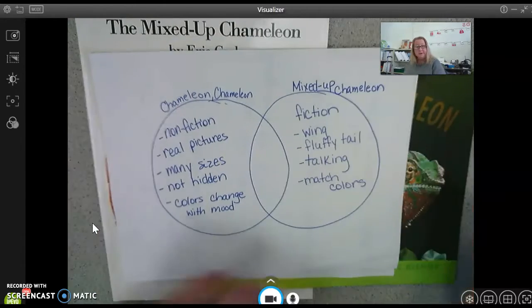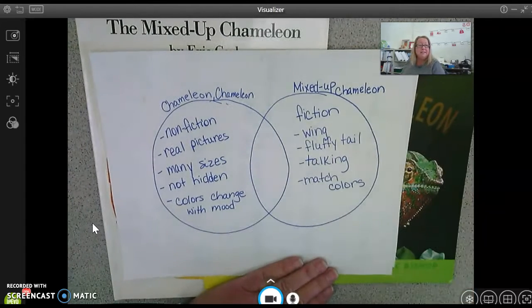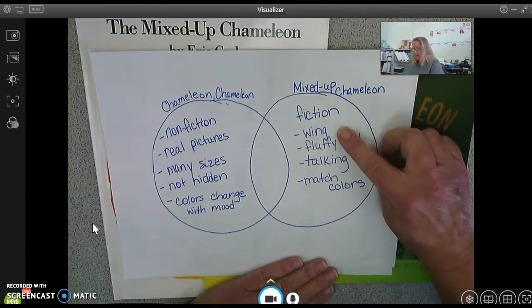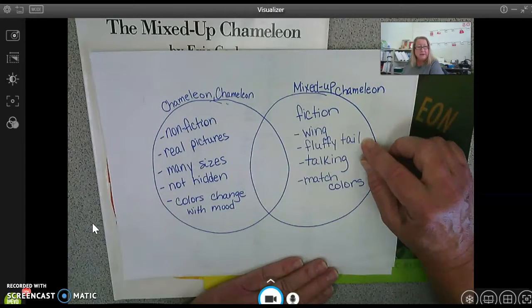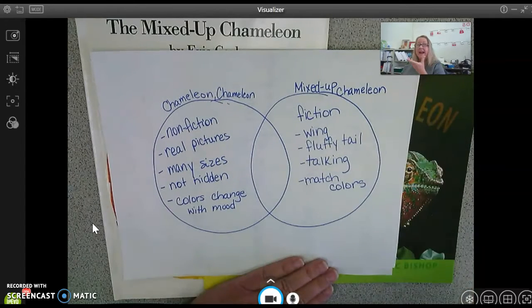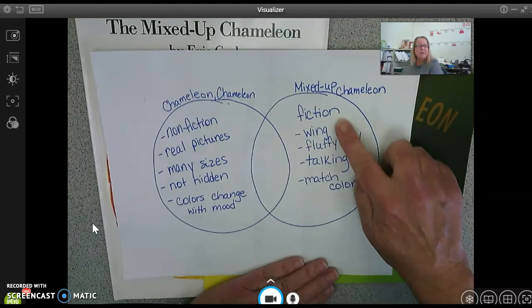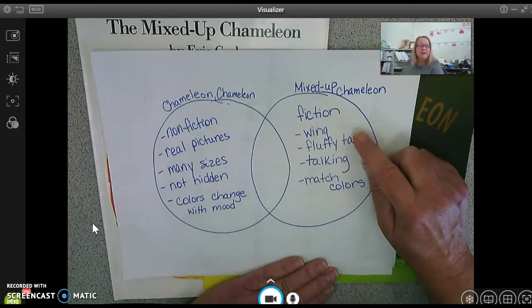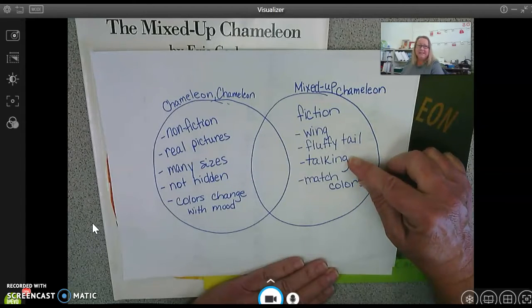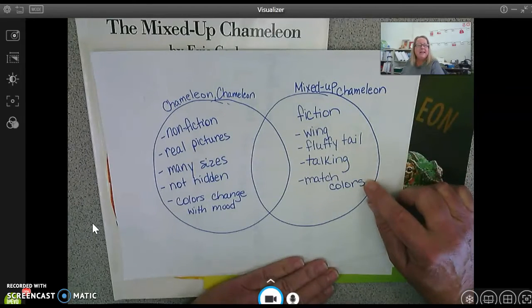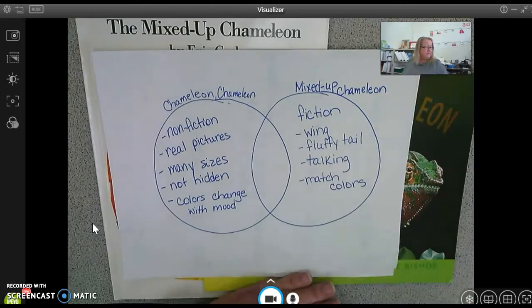Now in the Mixed Up Chameleon, we know that's a fiction book, which means that's a pretend story. We also know that chameleons don't have wings, and they don't have fluffy tails, and they don't have giraffe necks. So that's how we know that it is not a real story. And the chameleon in our story, in the Mixed Up Chameleon, was talking to us. And we know that chameleons can't talk. And in the Mixed Up Chameleon, the chameleon was matching the colors of everything that it was on.